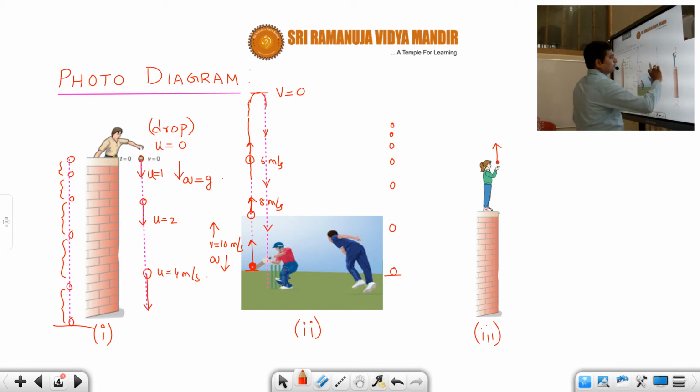Initially the distance is more because the velocity is more. Then the speed decreases. At one point V becomes 0. Now will it stay there? No. Again it will go down. Now its speed will increase: V equal to 1 meter per second, 2, like this it will increase. I hope, students, you understood. Like this the photo diagram will be like this.